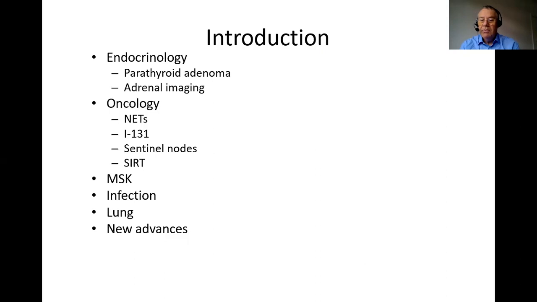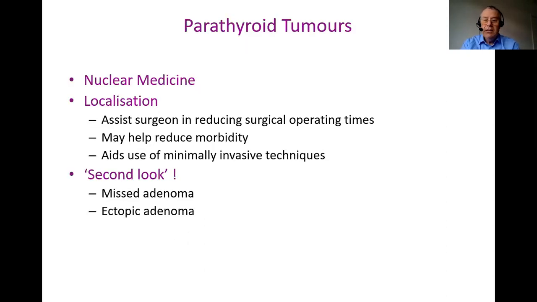So I'm going to talk about the use of SPECT-CT in endocrinology, oncology, MSK, infection and lungs, and a little bit on new advances. Starting with endocrinology, the most common use of SPECT-CT is in parathyroid tumours. The diagnosis is done by blood tests. We're really involved in localizing the tumour, first of all to determine if it's in the normal space behind the thyroid, if it's upper or lower pole, left or right, which will help the surgeon, particularly with minimally invasive surgery.